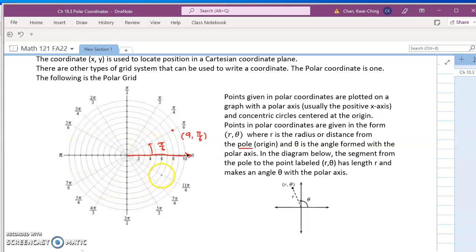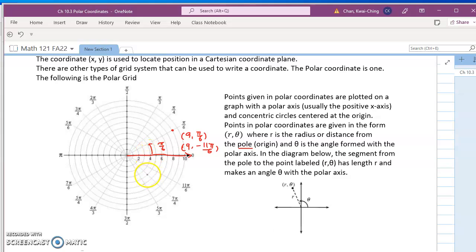We could also label these in a negative way. Although this point is at pi over 6, we can say this is 9, but the angle goes backward, negative 11 pi over 6. So pi over 6 is coterminal with negative 11 pi over 6. Why? Because if I turn this way, I go 11 pi over 6 to get to here.